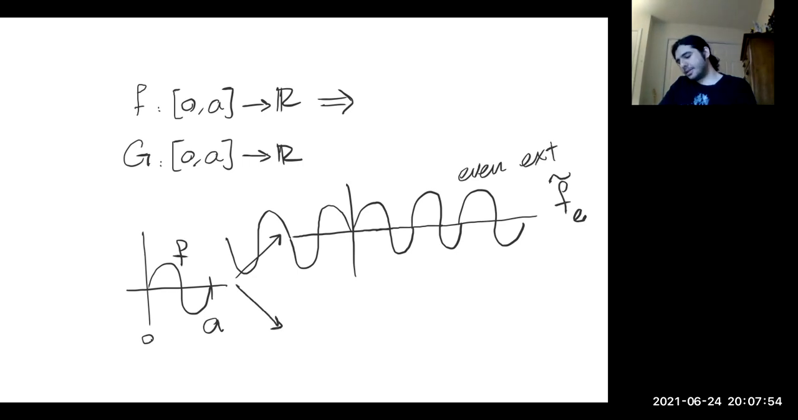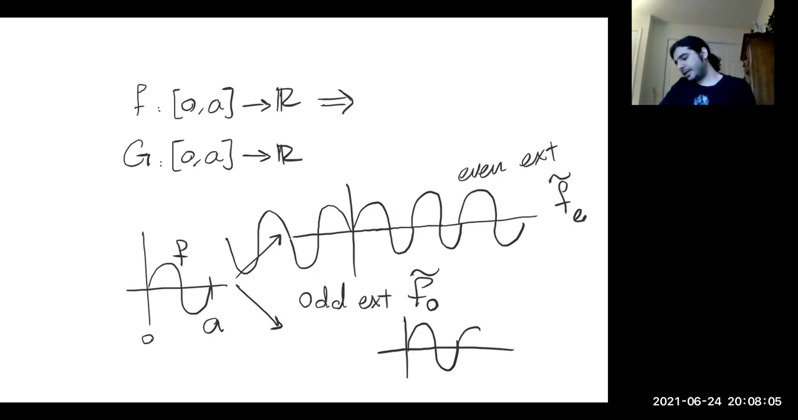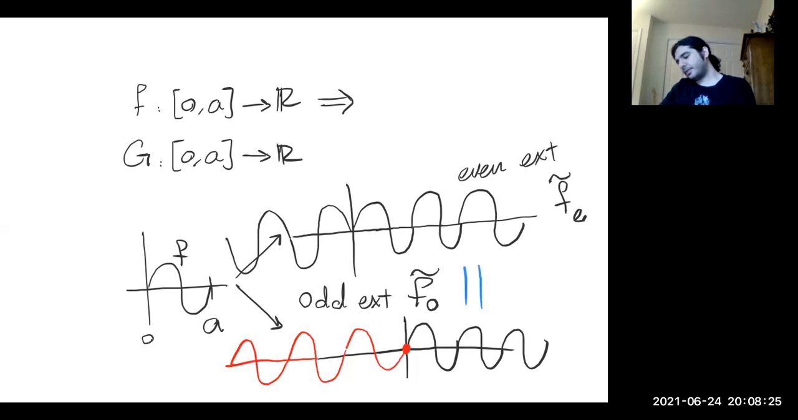There is another extension, which is an odd extension. We show that with f tilde o. If f is defined originally here, we would repeat that, and here we would mirror everything with respect to the origin. So we would reflect everything with respect to the origin, and it becomes like that. As you can see, these two things are different. Now the point here is that I want to extend these two functions to all of R, so their domain is all of R.